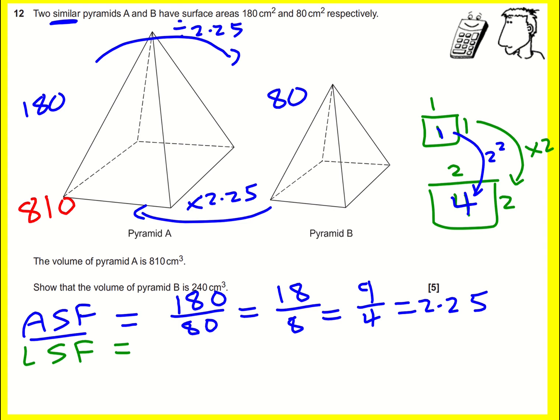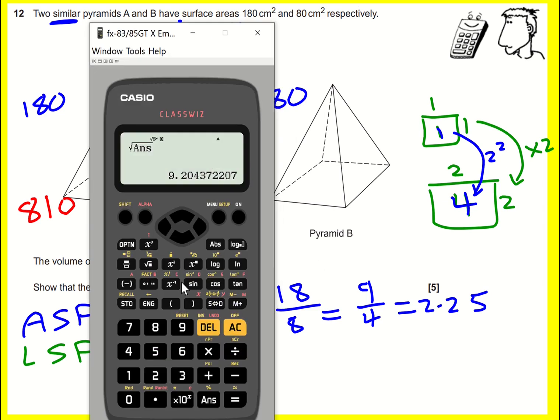So to get from the area scale factor back to the length scale factor, I actually square root 2.25. I'm not dividing here, I'm just doing a calculation. I've got the area scale factor, I'm trying to find the length scale factor, and then let's work that out. The square root of 2.25 gives us 1.5.